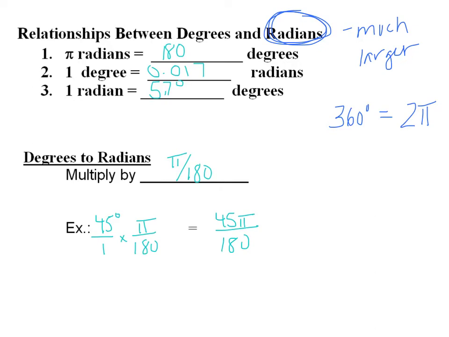So you would have to say, okay, what does 45 and 180 have in common? They both have a 9 and a 5 in common, so it's going to reduce down to pi over 4. I'm actually going to show you a shortcut of how you could use your calculator to simplify this fraction for you if you're not the best at simplifying on your own.